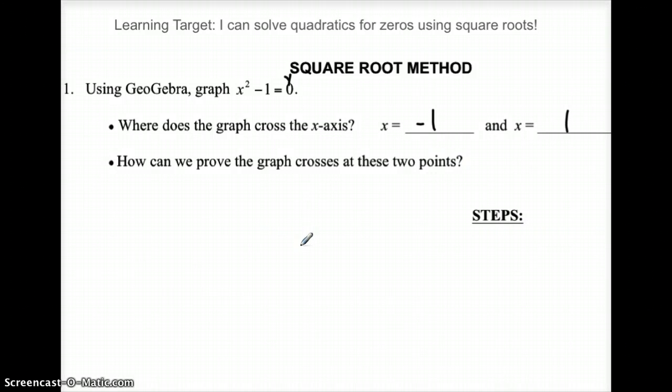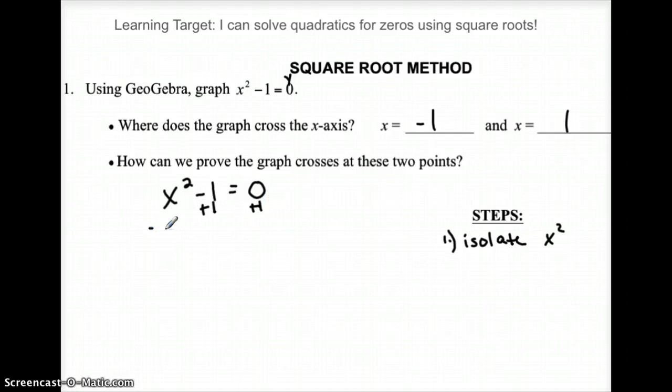How can we prove that, if I didn't have a graph, just looking at the equation? How could I solve to show that? Well, if I think about the original equation where I have it equal to 0, we want to try to get x by itself. My first step would be to isolate my x squared. I do that by adding 1 to both sides. Then I'd have x squared equals 1, and now I want to get x by itself, so I want to get rid of this power of 2.